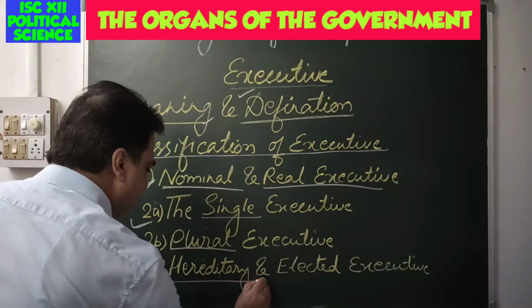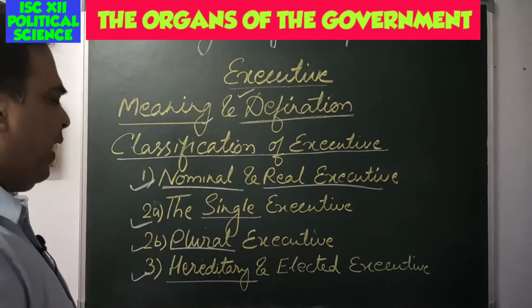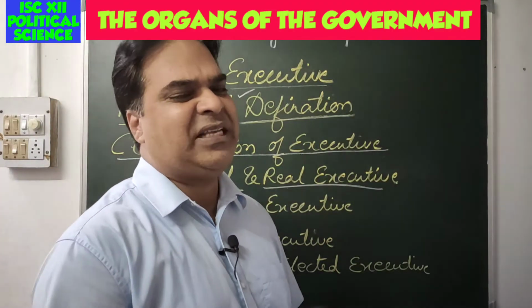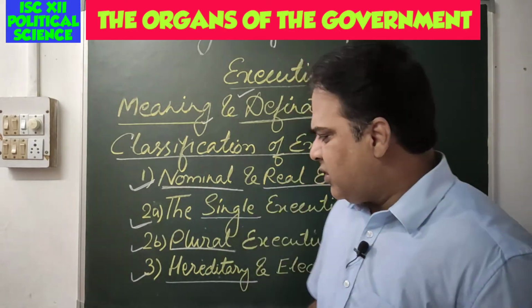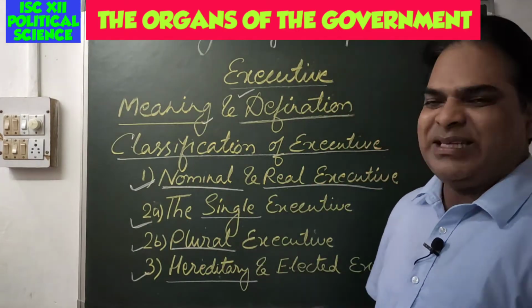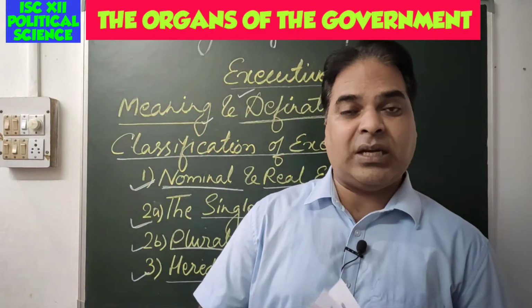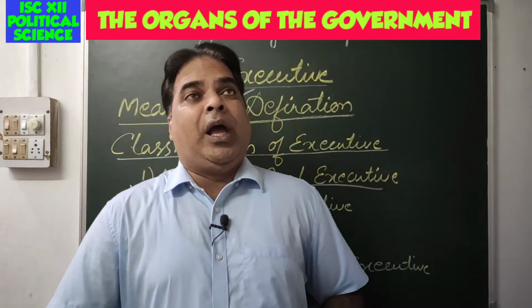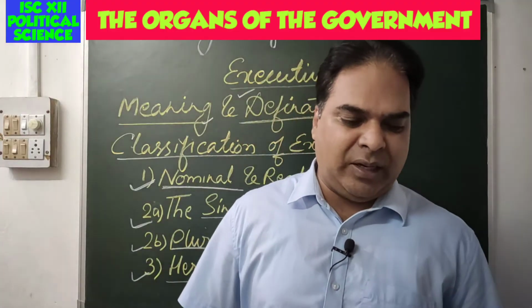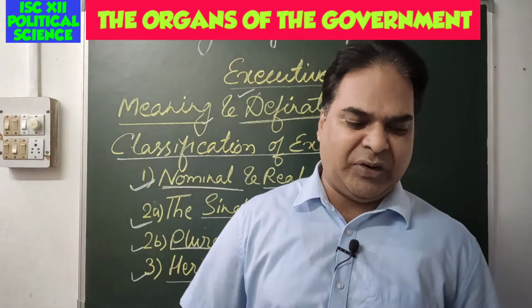Now the third one we have is a hereditary executive. So hereditary means after the father, the son. After the son, his son will be the one who possesses the real powers or the hereditary powers.